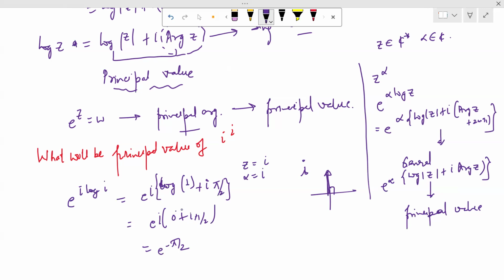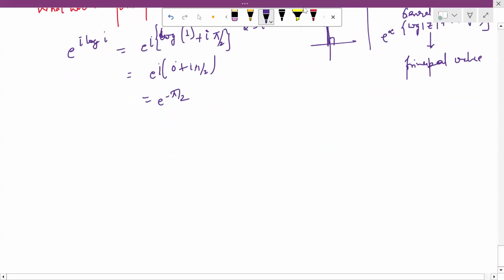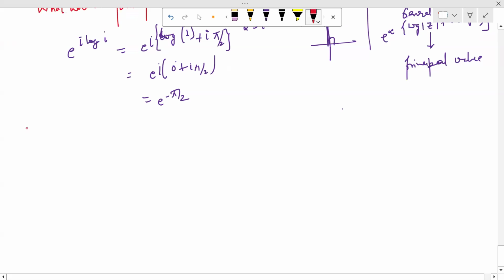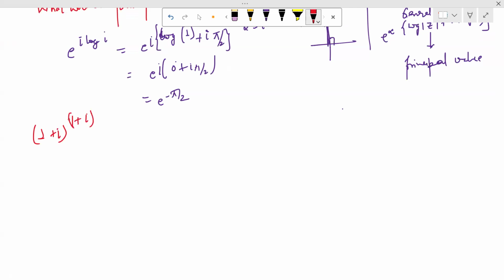Is that fine? I hope it is clear. So I'm leaving you with two questions. What would be the principal value of 1 plus iota raised to power 1 plus iota? Tomorrow we'll start our session from here. And I also want to find the real part of the principal value of 4 raised to power 4 minus iota. I'll be looking forward to both of these questions.